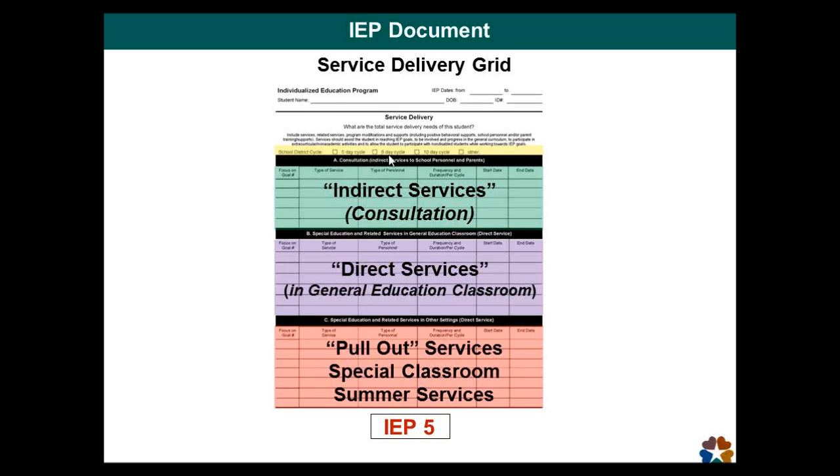It is essential that you make sure that this is filled out. Okay? So the service delivery grid is broken down into 3 different sections. There's the top section here in green called indirect services. This is consultation only. This is between provider to provider or provider to parent. It does not include any services directly to the student.